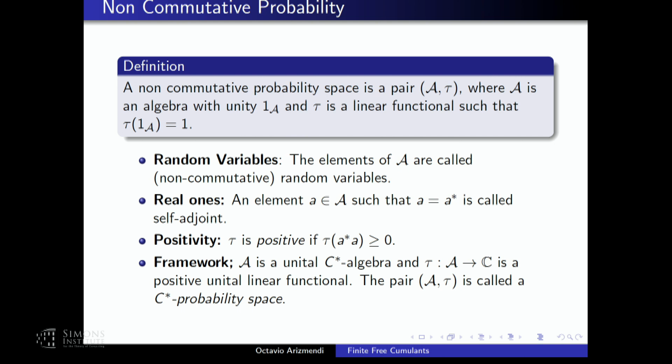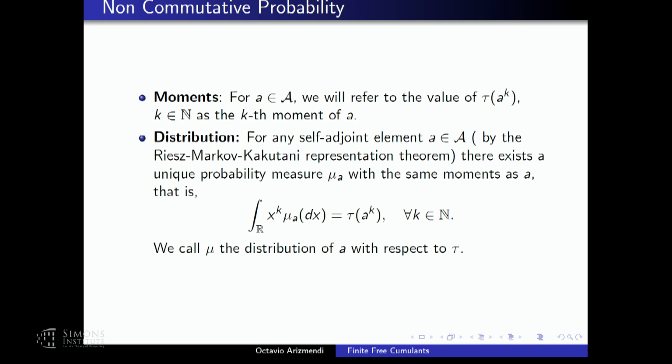Okay. So in this framework, we can talk about the moments of a random variable. So the idea is that we get information on my random variable through how the linear functional acts on powers. And this is what we call the moments of a random variable, just like expectation of x to the k is the usual moments. And this is how we can associate a measure to a random variable. Well, we just say the distribution of my random variable is the unique measure whose moments are the moments of my random variable.